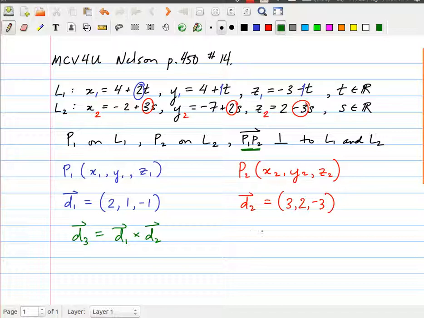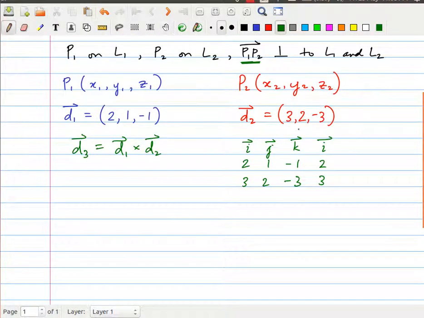To find this, I use a bit of a matrix format. The direction vector D1 is 2, 1, negative 1, and then I also have 3, 2, negative 3, and those correspond to the i, j, and k direction vectors. And then you normally want to reproduce the i, so there's a 2 and there's a 3. And the reason we do that is for when we actually multiply these out.